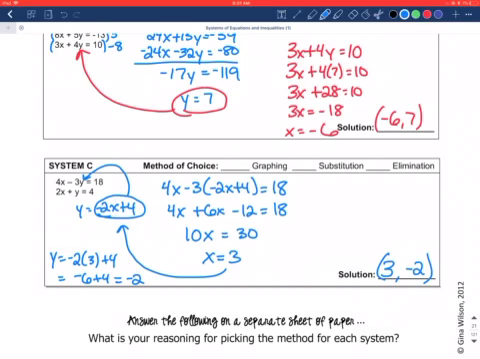So hypothetically, if I took this same thing and did it by graphing, I would need to solve them both for y, and I'd plug it in, and I should get this same answer. So let's double check that. Our first one, let's go ahead and solve for it.